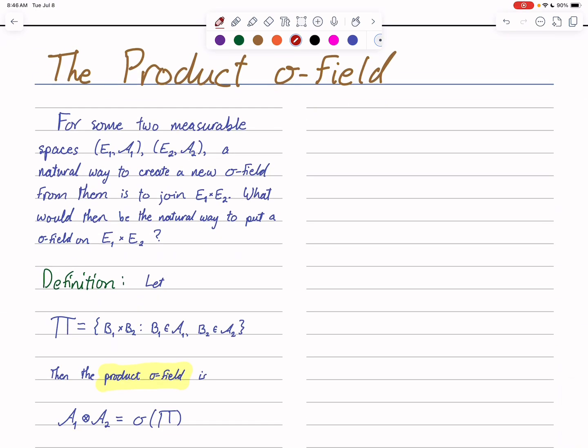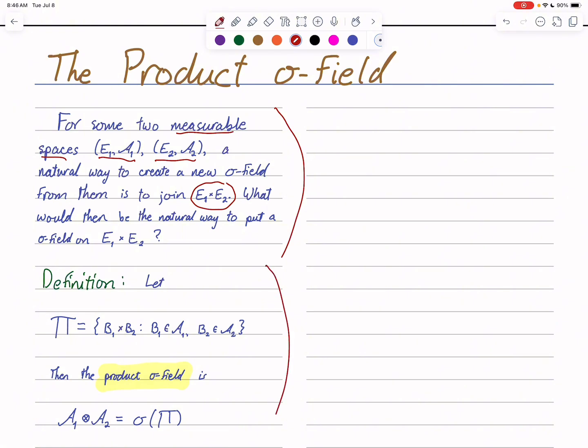Now, if you have two sigma fields, we'll call them E1, A1, right? That's the first measurable space. So A1 is the sigma field there. When I say that something is a measurable space, I just mean that it's a set together with a sigma field. That's just what a measurable space is. And then I have a second one, E2, A2. A natural way of putting together the sets E1 and E2 is to take the Cartesian product. The question is, what is then the natural way to put a sigma field on this new set? And this is answered down below.